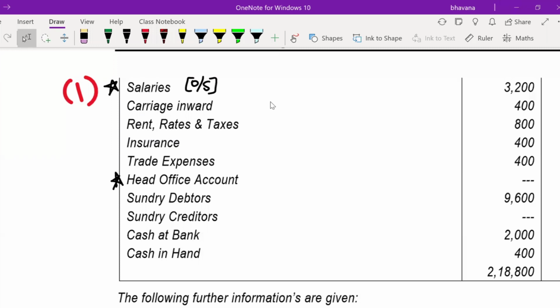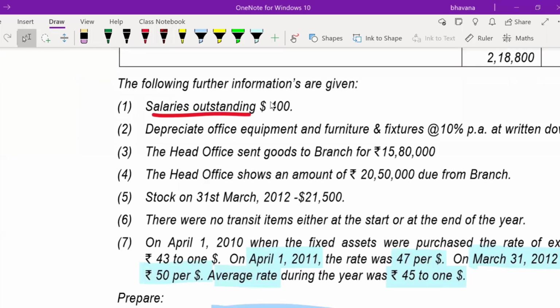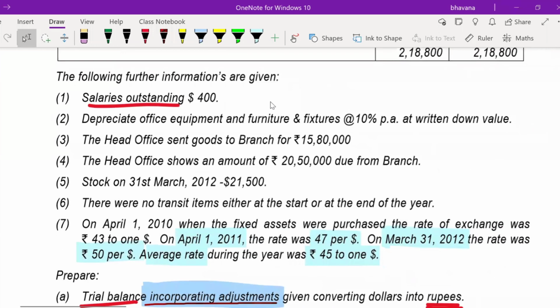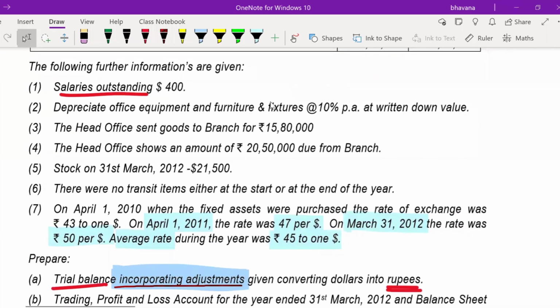Okay, so near salaries, we go and put a star mark here, so we remember. So for salaries outstanding, what will be the adjustment? This one will be shown on the liability side, as outstanding expenses. Outstanding salaries you will show on the liability side of the balance sheet. And the same way in the P&L account, you will add this outstanding amount to the salaries amount, whichever is there, and show it. Okay, so I hope you know all this. This is not something that you have to learn now.